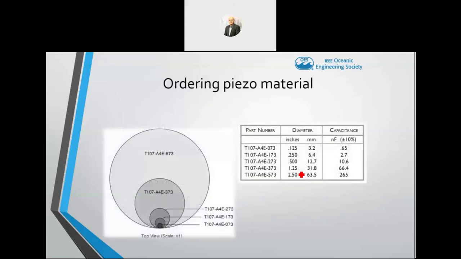We need 2 centimeters of thickness. Here we have the diameter of the piezoelectric materials.